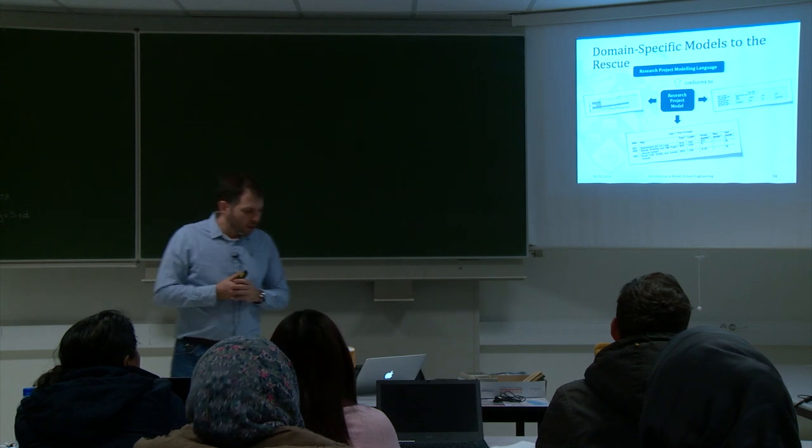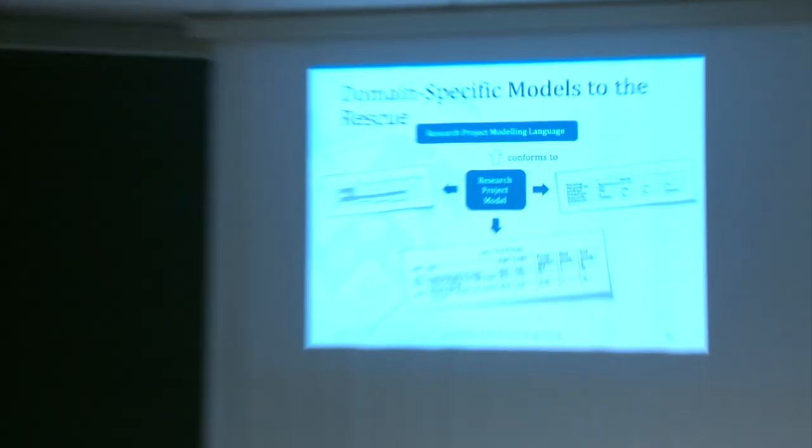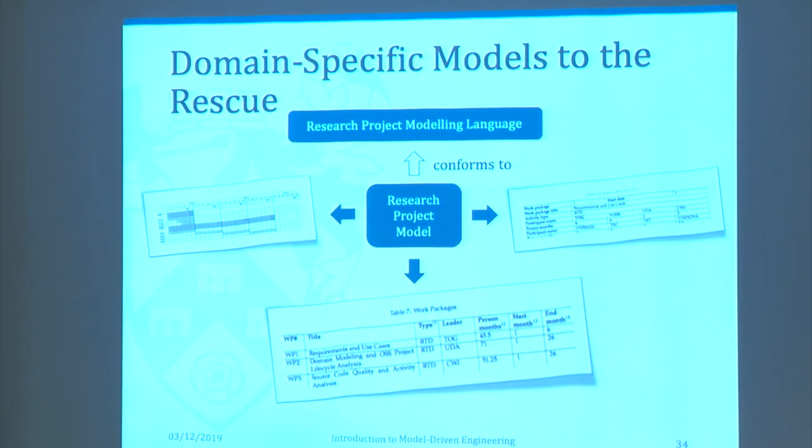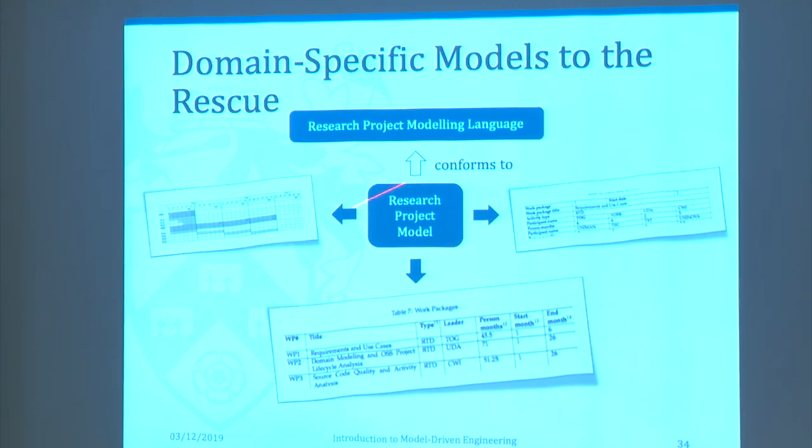So again, what can we do? We can use model-driven engineering, and we are using model-driven engineering to develop these kinds of big grant proposals, where we're capturing the essential information about a project in the form of a model that conforms to a research project modeling language that has concepts like task and work package and deliverable and partner and effort and so on and so forth. And then we produce all of these tables, all of this content in an automated fashion, and we know that it's going to be correct by construction, right? So we don't even need to go and check the sums or anything.